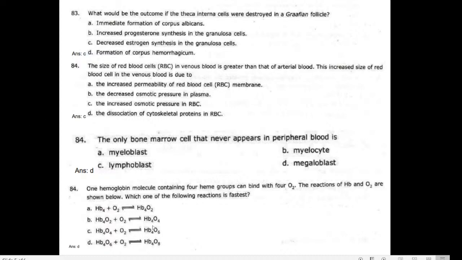One hemoglobin molecule containing 4 subunits can bind with 4 oxygen molecules. The reactions of Hb and O2 are shown below. Which one of the following reactions is fastest? So the fastest is D: Hb4 plus O2 forms Hb4O2. That is the fastest process.